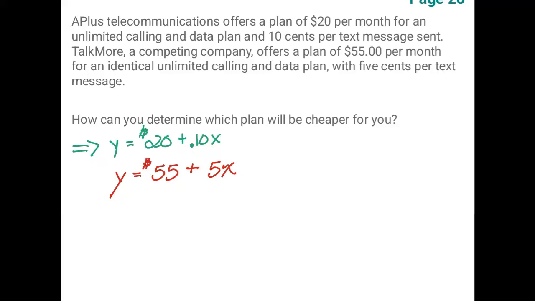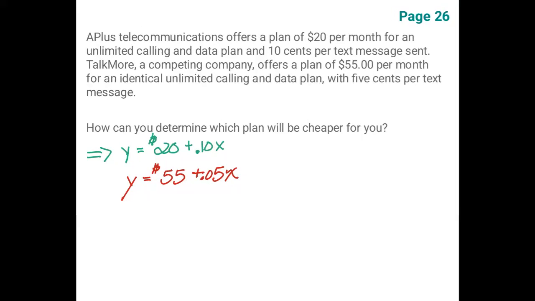So $55 plus 5 cents per text. Okay? Question. Guys, eyes up here. Question. So we have these two equations. We have how many different ways that we can use to solve for something? We could do graphing. What else could we do?